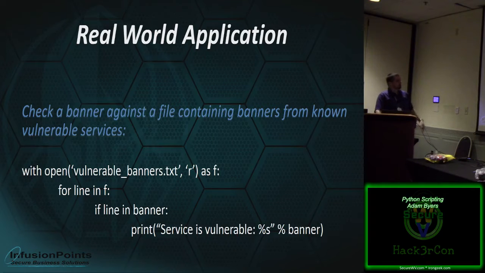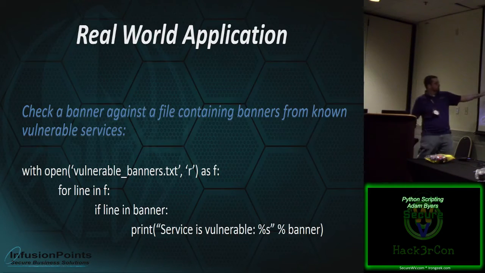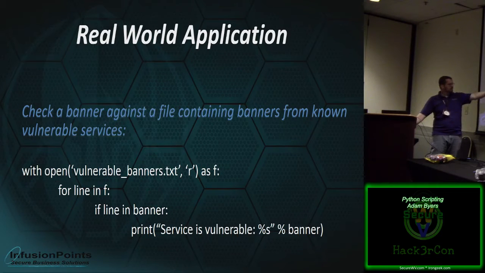Anyway, so you would just open this file, right? Cleanly open it. We're going to iterate it. Open it as f, for line in f. If line in banner, then print, hey, service is vulnerable. Here's the banner.